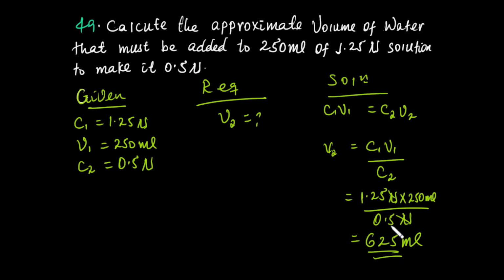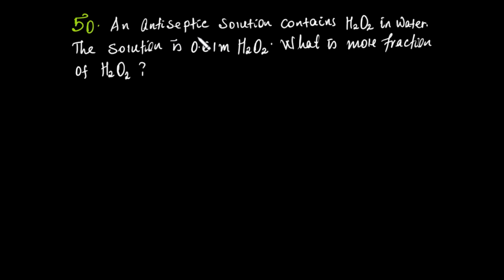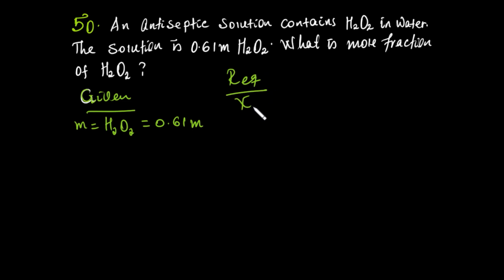An antiseptic solution contains hydrogen peroxide in water. The solution is 0.61 molal hydrogen peroxide. What is the mole fraction of hydrogen peroxide? We have given that the molality m of hydrogen peroxide is equal to 0.61 molal. Required: we are going to calculate the mole fraction of hydrogen peroxide.